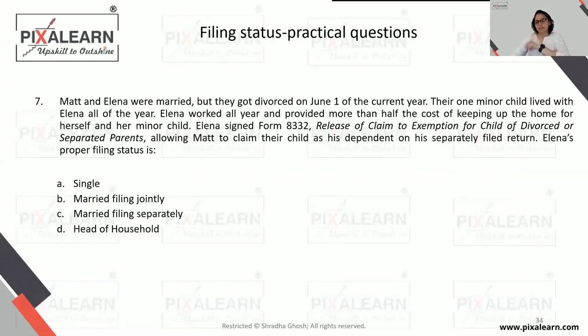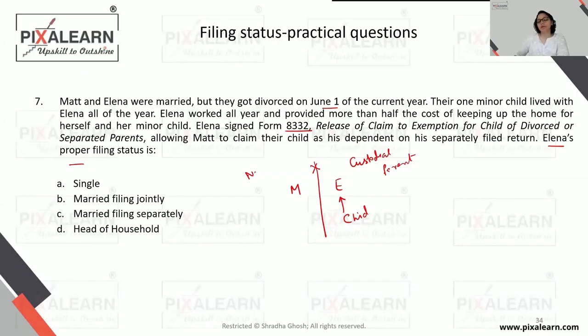Okay, now go slow and understand this question. What is E's proper filing status? M and E were married, but they got divorced on 1st June of the current year. That means 1st of June, they're legally separated. Their one minor child lived with E for the entire year. So there is a child who is minor and that person is staying with E for the entire year. E worked all year and provided more than half the cost of keeping up the home for herself and her minor child. E signed Form 8332. So basically, E becomes a custodial parent and M becomes a non-custodial parent.